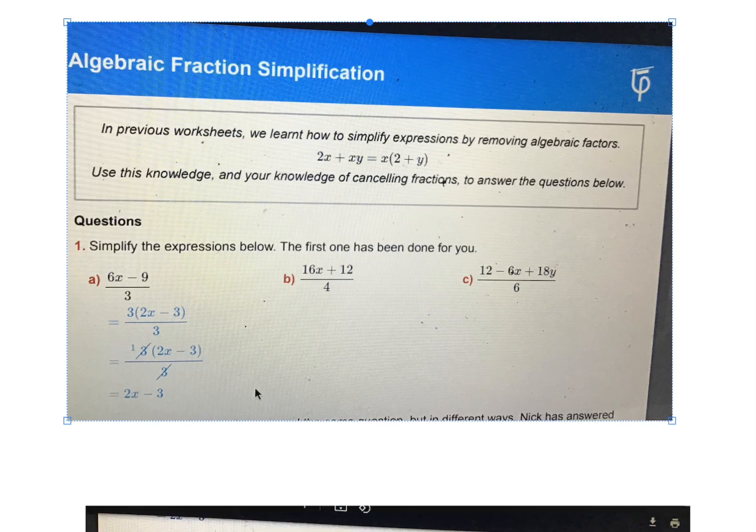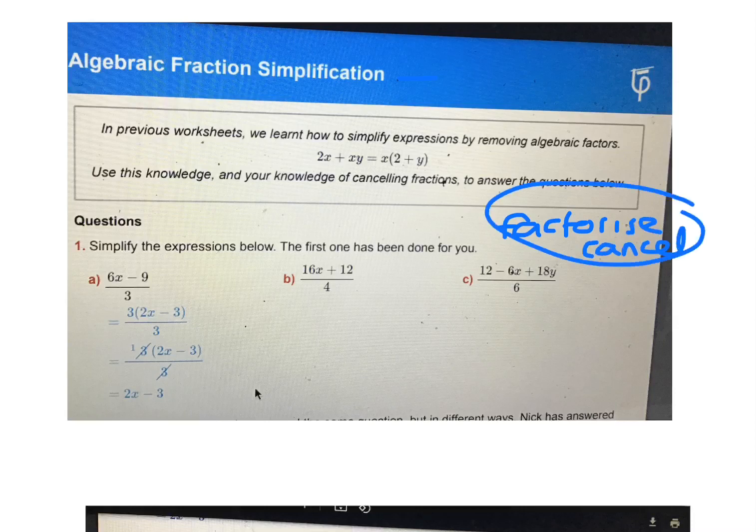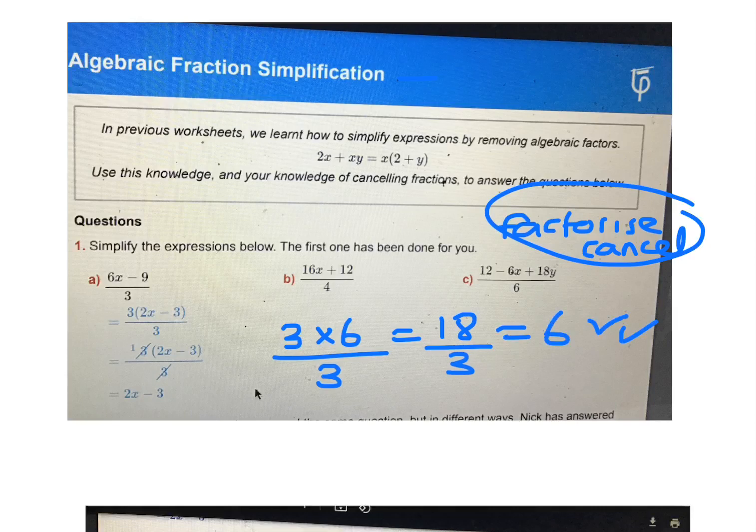Algebraic fractions and simplifying. What this module involves is that you have to factorise first, and then once you've factorised it, you can cancel. Why can you do that? If you think about it, say I had 3 times 6 and a 3 on the bottom. 3 times 6 is 18, and 18 divided by 3 is 6. See, that works. That's all good.